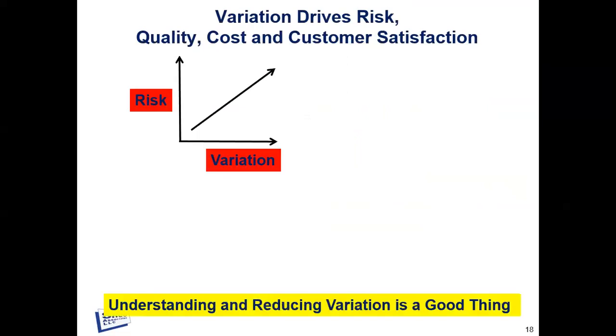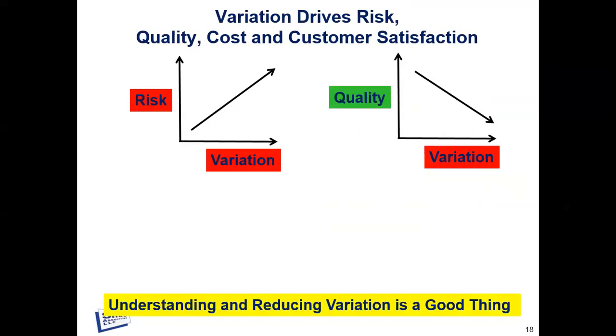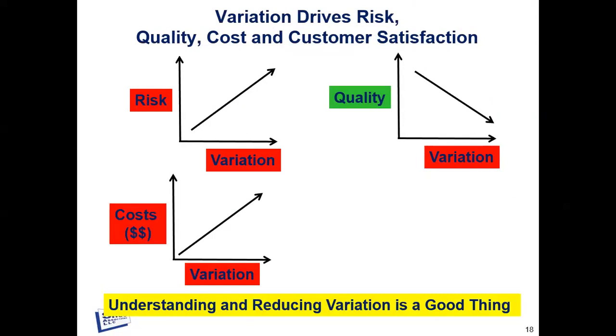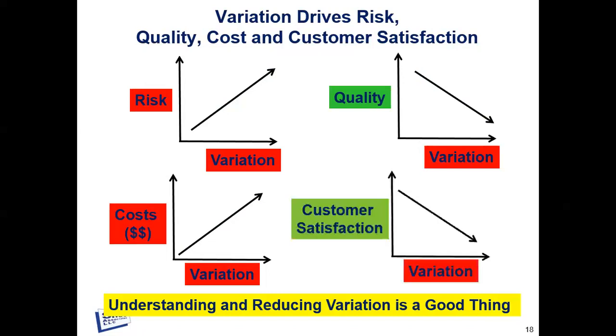Another way of looking at this, and this is really important because a lot of people don't seem to recognize this, is that there's a direct relationship between variation and risk. As variation increases, risk also increases. And variation is also related to quality. Deming taught us this: as variation increases, quality decreases. We know that costs go up as variation increases, and customer satisfaction goes down as variation increases.